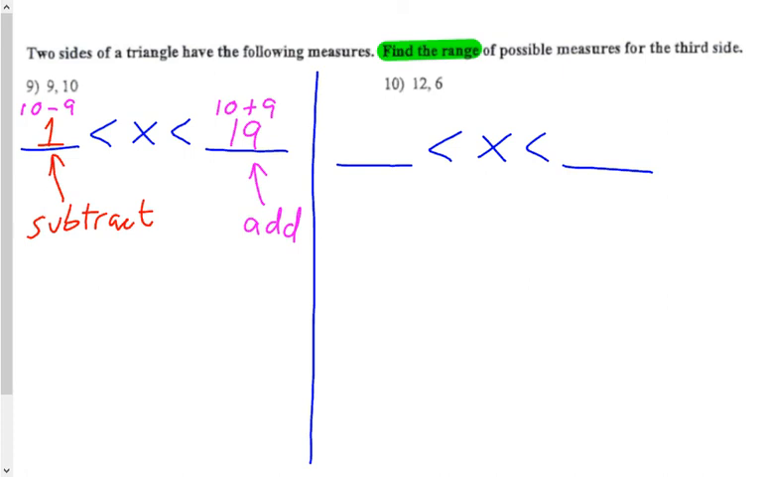So I'm just going to do a quick subtraction in my head. 12 minus 6. My lower value is 6. On the right side, my upper limit, if we look back at question 9 as our example, I have to add those two numbers together, and it gives me an upper limit of 18.